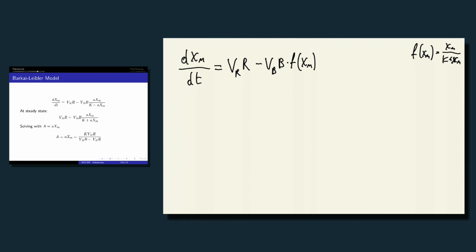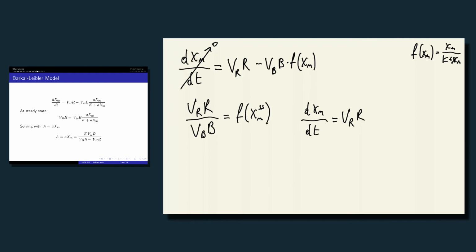So if I go for the steady state, if I make this 0, then it becomes obvious that if I rearrange this equation, VR R over VB B is always going to be equal to f of xm steady state. So keep that in mind for a minute, and then let's retake this original differential equation and take a look at it. So d xm dt equals VR R minus VB B times f of xm.